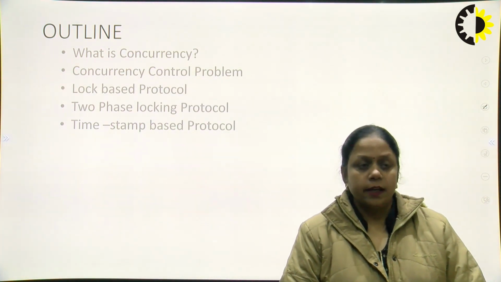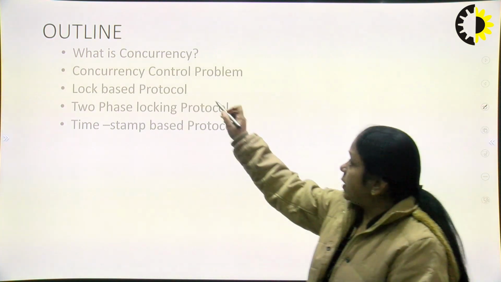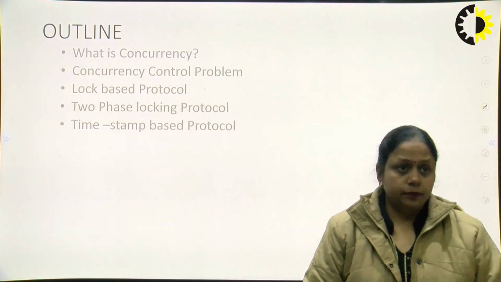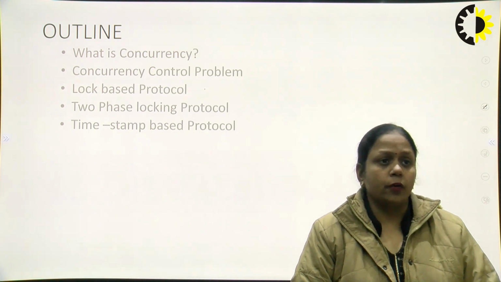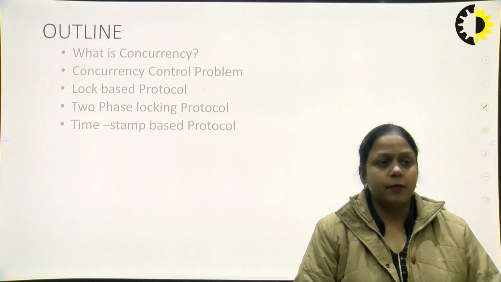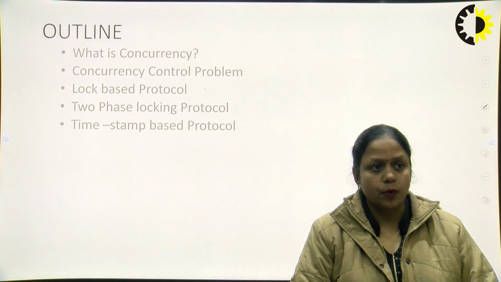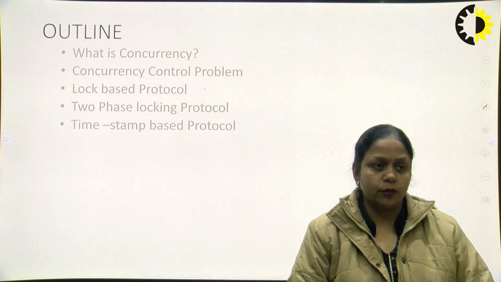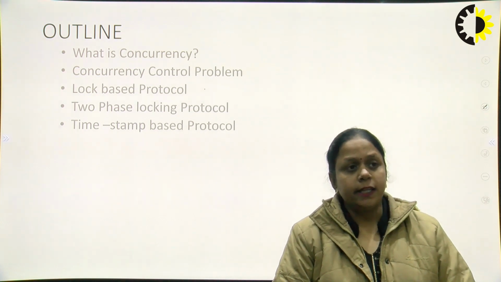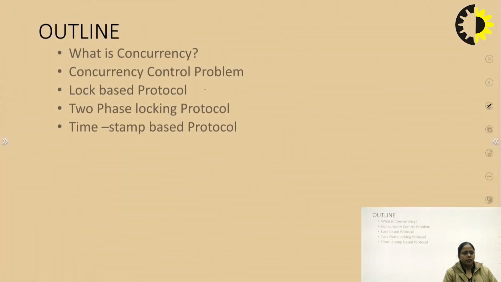Then we will see these three protocols which are used to control the problems of the concurrency. The names of the protocols are log-based protocol, two-phase locking protocol, and timestamp-based protocol. So in this lecture, we will discuss these three types of concurrency control protocol.